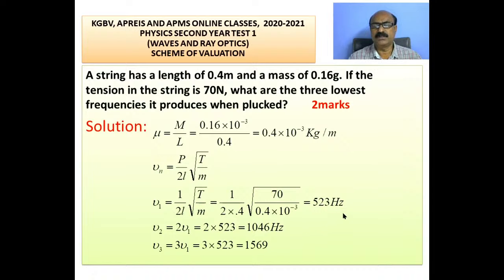This is the fundamental mode of vibration, the fundamental frequency. And the next lowest frequency corresponds to the second harmonic or first overtone. So nu2 is equal to 2 nu1, 2 into 523, that is equal to 1046 Hz, the second lowest. And the third one is the second overtone or the third harmonic. So nu3 is equal to 3 nu1, 3 times the fundamental frequency 523, that is equal to 1569 Hz.